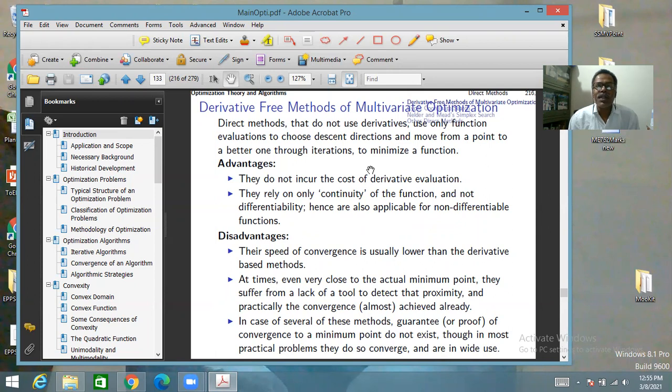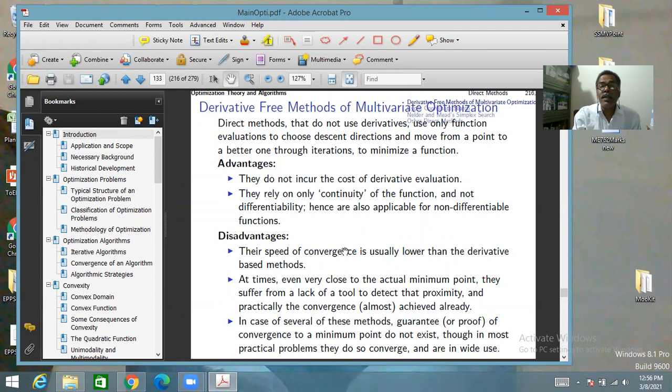Okay. So such a situation is here also, that even after reaching the minimum point, quite often it doesn't know that it is at the minimum point. We will see.